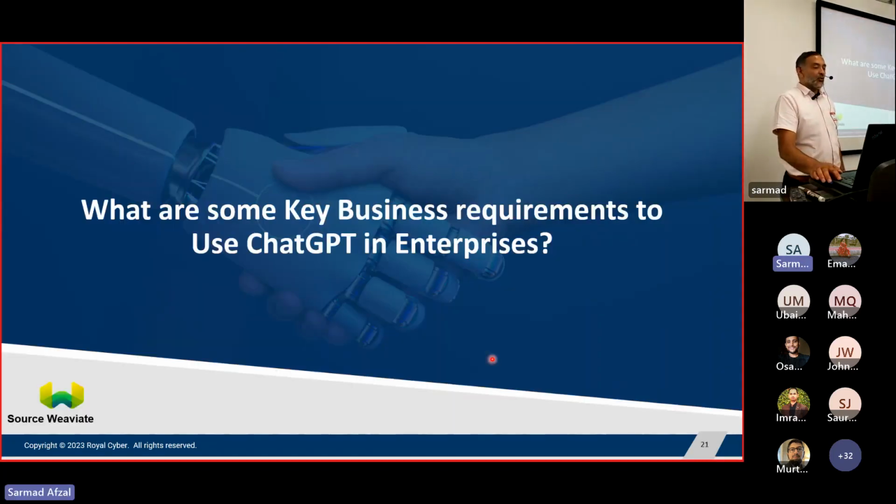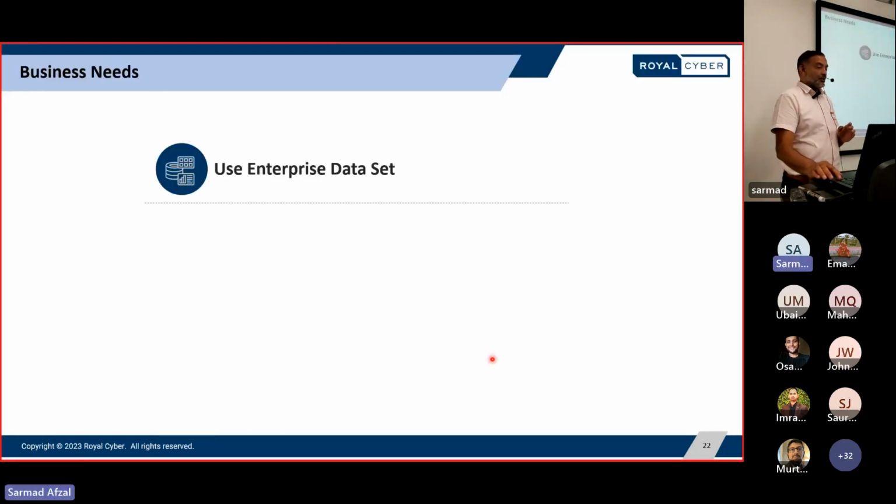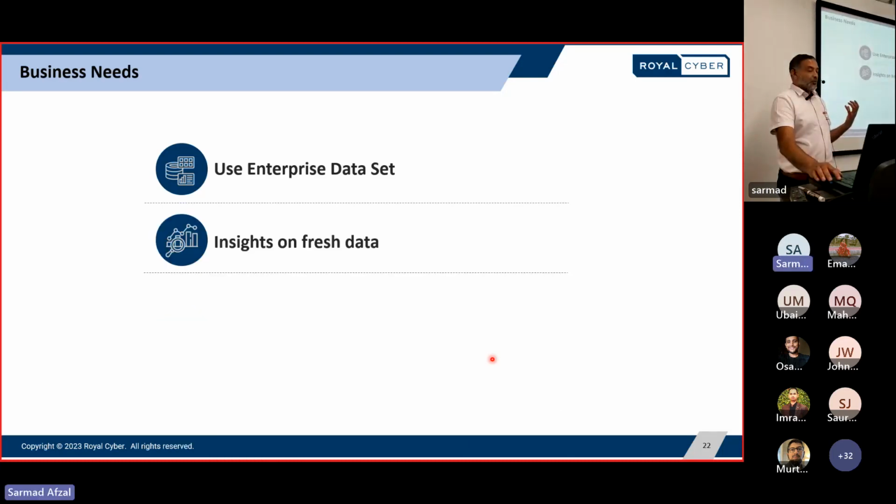Okay. So now everybody knows about ChatGPT. We use that for content, for emails and other things. But what are some of the key business requirements to use ChatGPT in enterprises? The first is, I want to use my own data warehouse data. ChatGPT is just trained till September 2021.